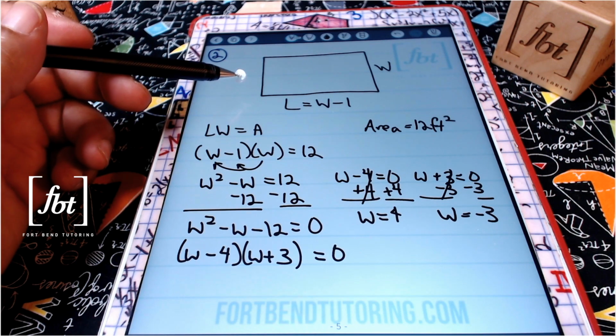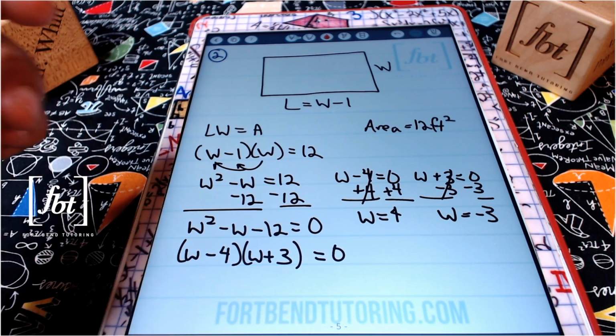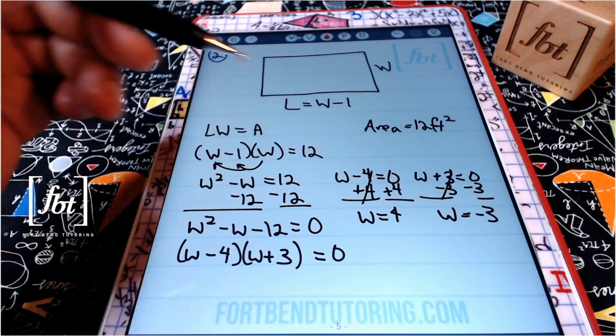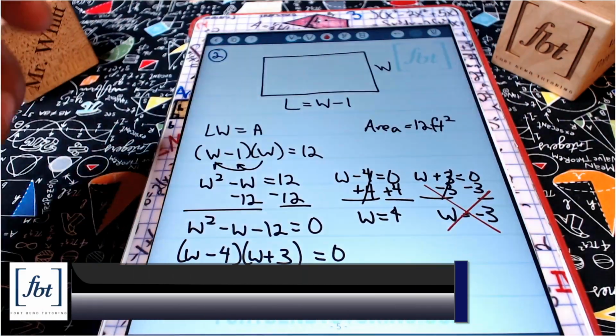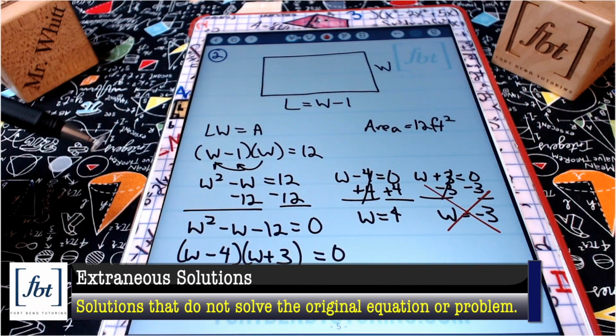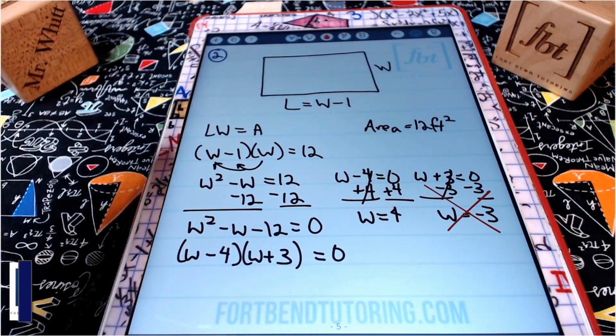Your dimensions are not going to have negative values. That means that this solution that equals negative 3 is extraneous. We can't use this because it won't work in the original problem. Therefore, it can't be used. So that means that your width here is going to be 4.